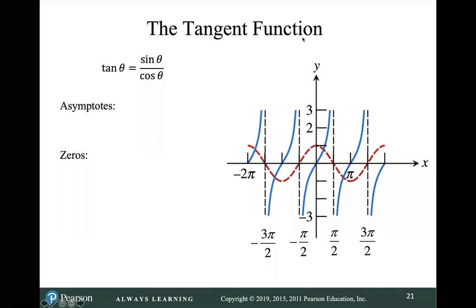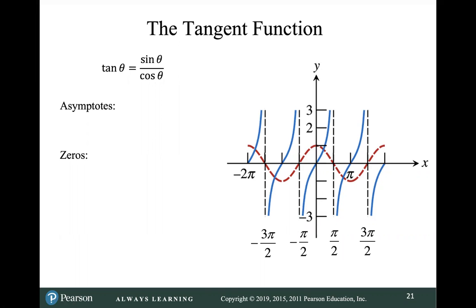Our third trigonometric function is tangent. For tangent, it's sine divided by cosine. So if you look at our graph here, the red graph is cosine of theta. And the reason I graphed cosine with tangent is because there's this special relationship. Since cosine is in the denominator, and we know that the denominator cannot be 0, every time cosine of theta is 0, we have a vertical asymptote. So when cosine of theta is 0, we have a vertical asymptote.